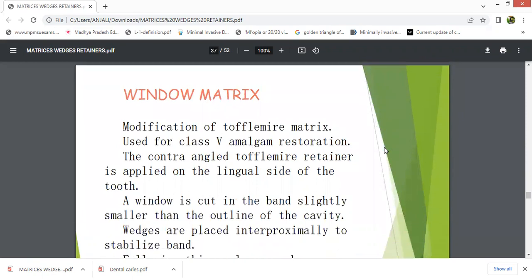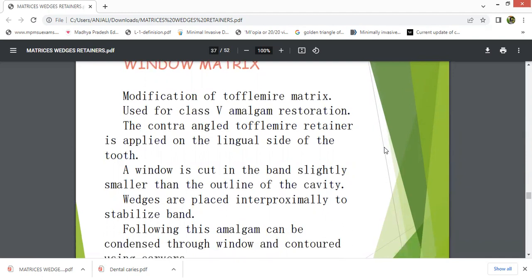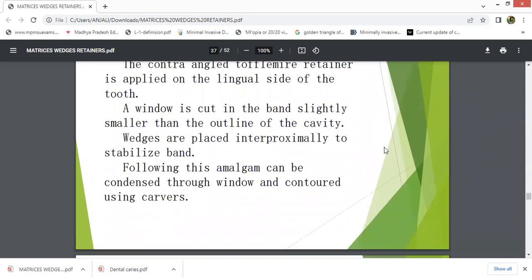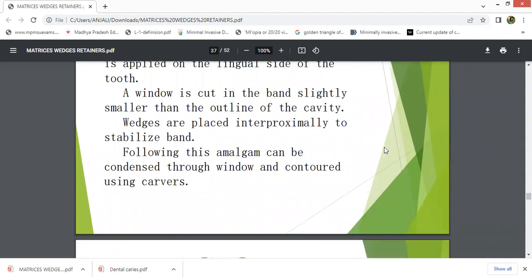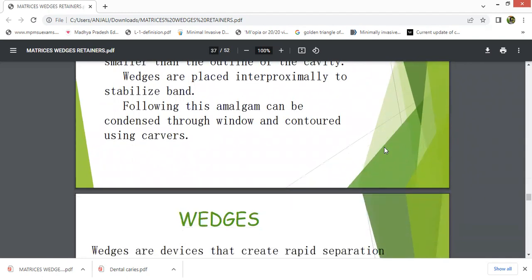Modification of Tofflemire matrix used for class 5 amalgam restoration. The contra-angle Tofflemire retainer is applied on the lingual side of the tooth. A window is cut in a band slightly smaller than the outline of the cavity. Wedges are placed interproximally to stabilize the band. Following this, amalgam can be condensed through the window and contoured using a carver.